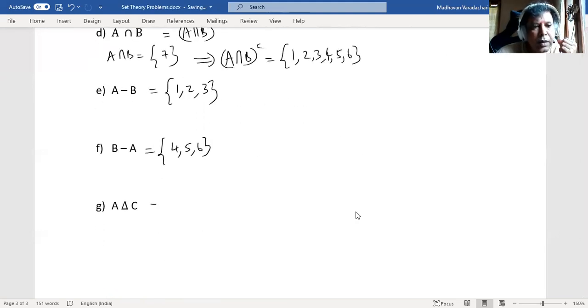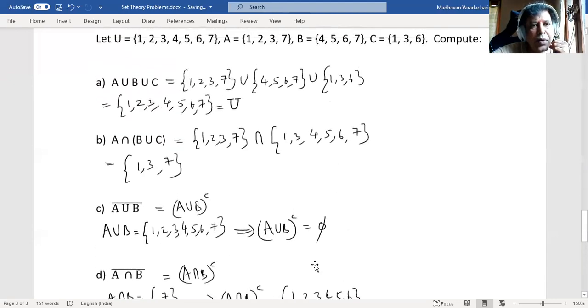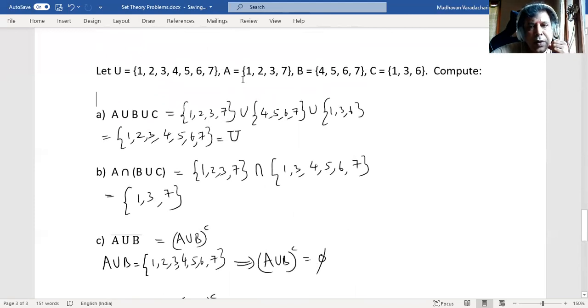Now, the next one, A symmetric difference C. What does it mean? It is A minus C union C minus A. Now, first of all, what is A minus C? Elements which belong to A but do not belong to C. 1 belongs to A and it also belongs to C. I should not consider. 2, it belongs to A, do not belong to C. I can consider 2.